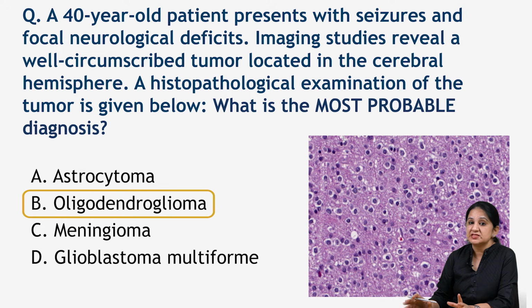What is the characteristic feature that you see in meningioma? You see whorled patterns and you see psammoma bodies. Glioblastoma multiforme, again, no palisading, no necrosis. So the correct answer here is oligodendroglioma. Understood? Let's move on to the next question.